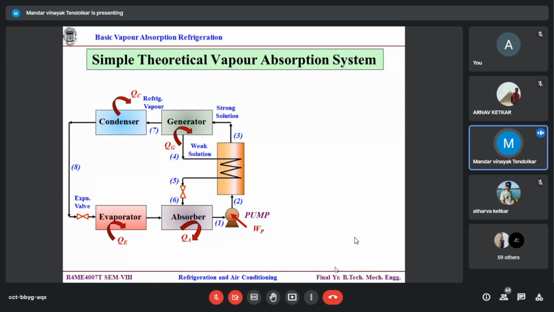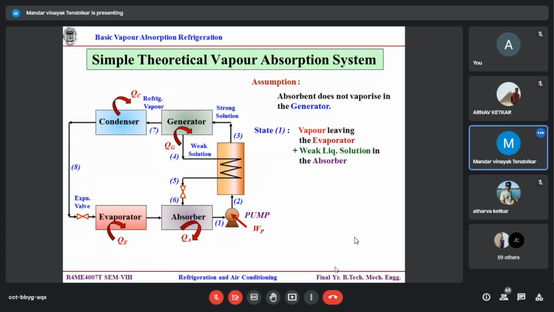Okay, so I will try to put it in the energy balance. For that, my assumption is that the absorbent does not vaporize. Obviously, if the absorbent itself vaporizes and goes to the condenser, what will happen? The entire system is ruined. So we always want a liquid absorbent and vapor refrigerant. Correct? That is our basic assumption.